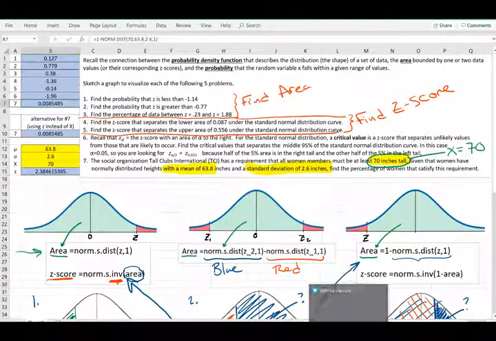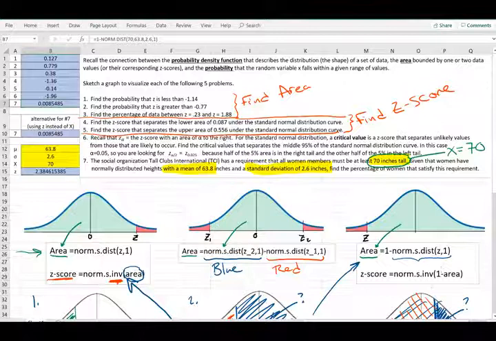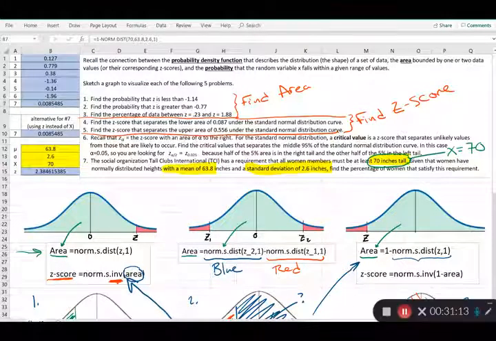Okay, so that about does it for this video. The next video will focus primarily on the non-standard normal distribution function.